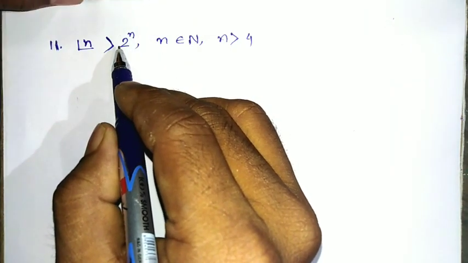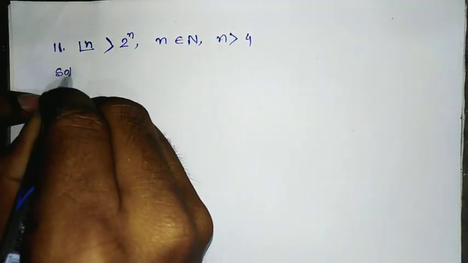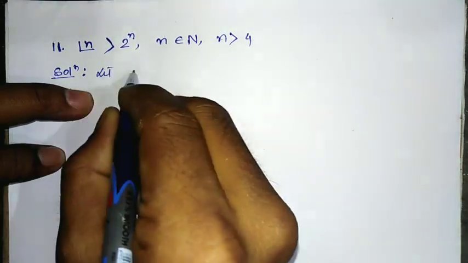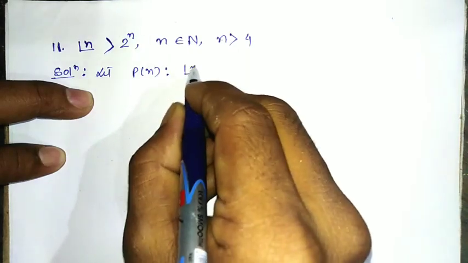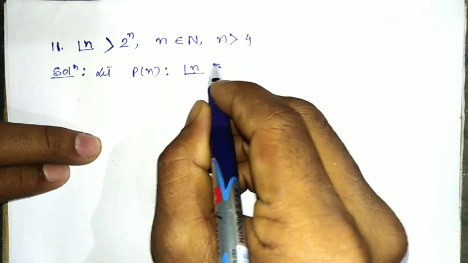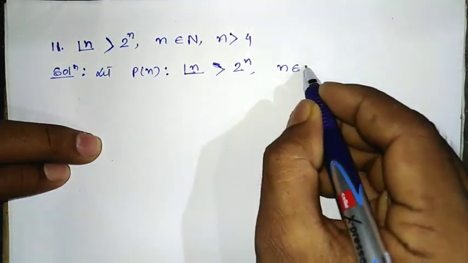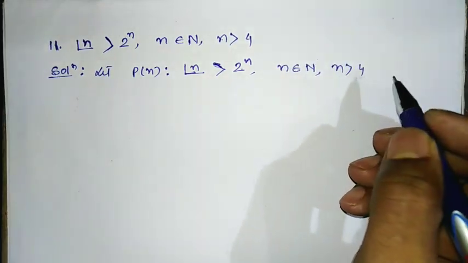So first of all we will start as in previous sums. So solution, let Pn be: factorial n is greater than 2 to the power n, where n belongs to capital N and n is greater than 4.